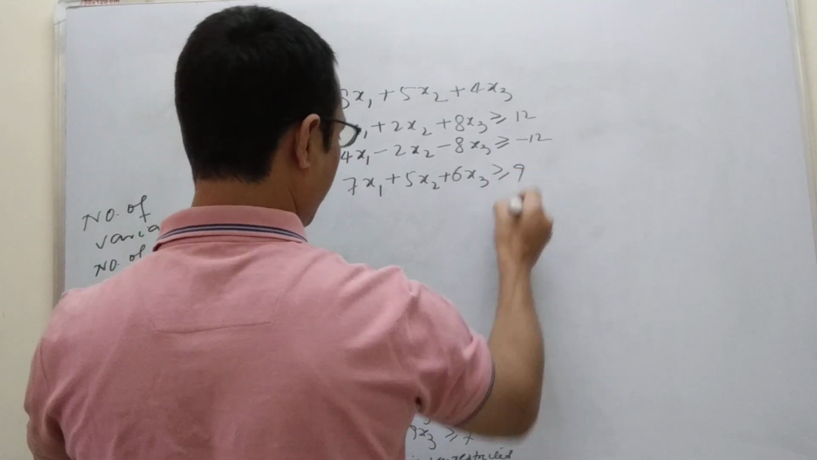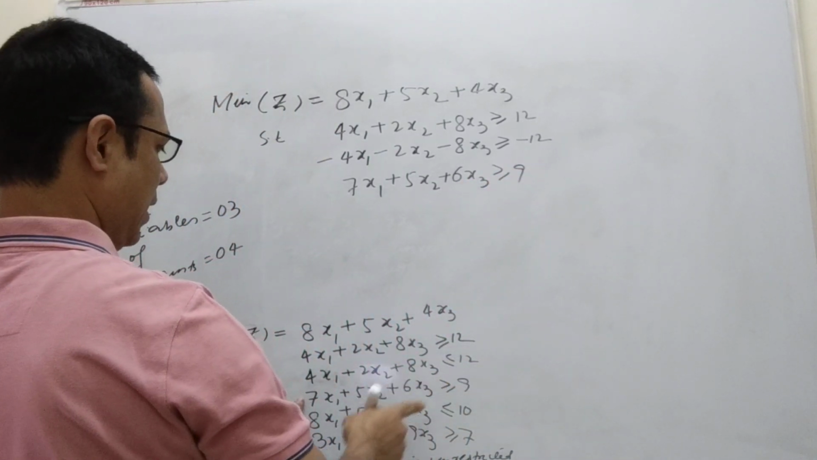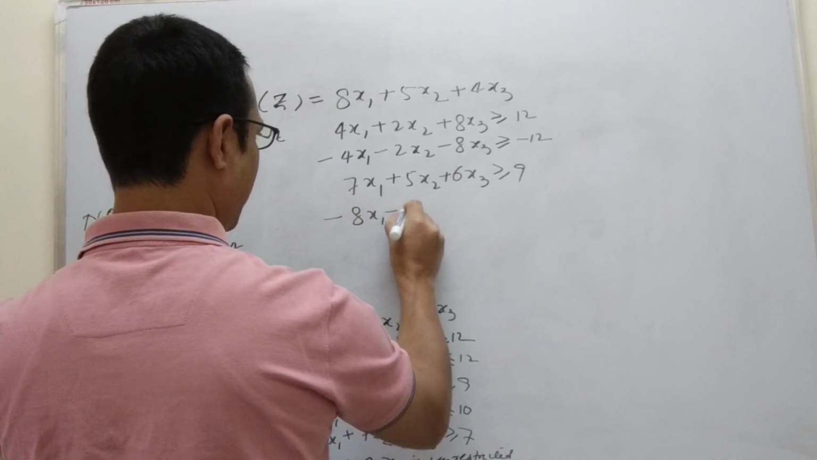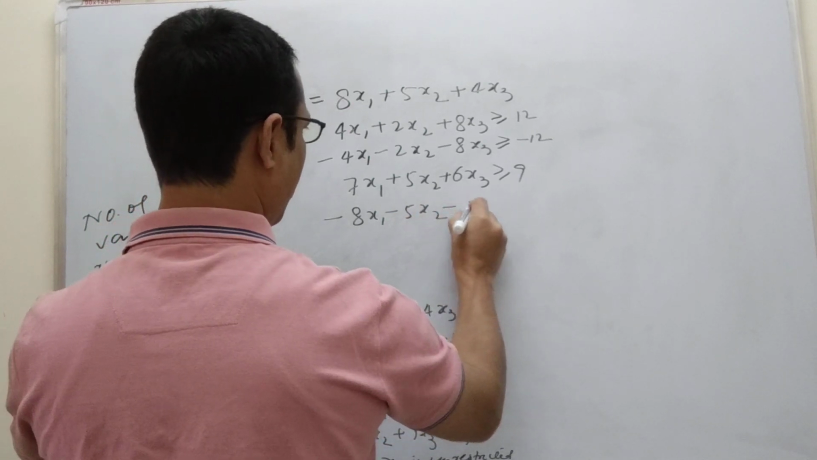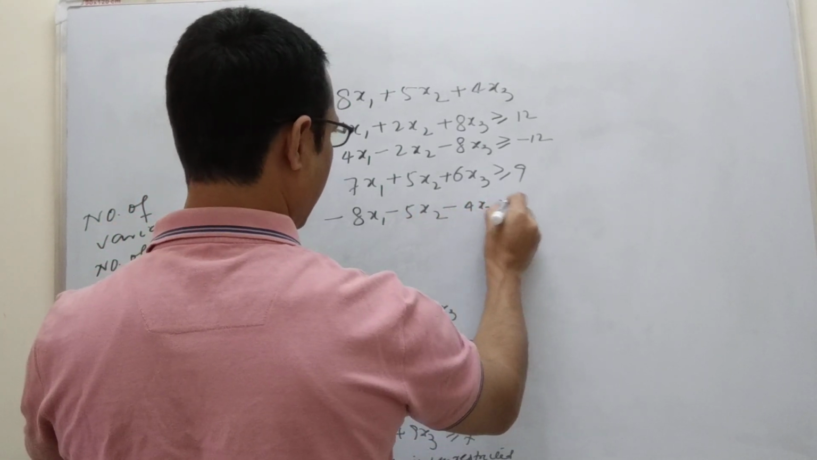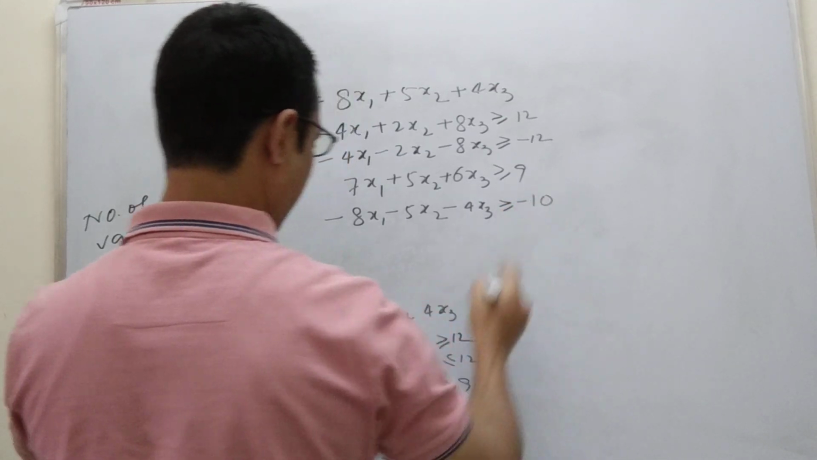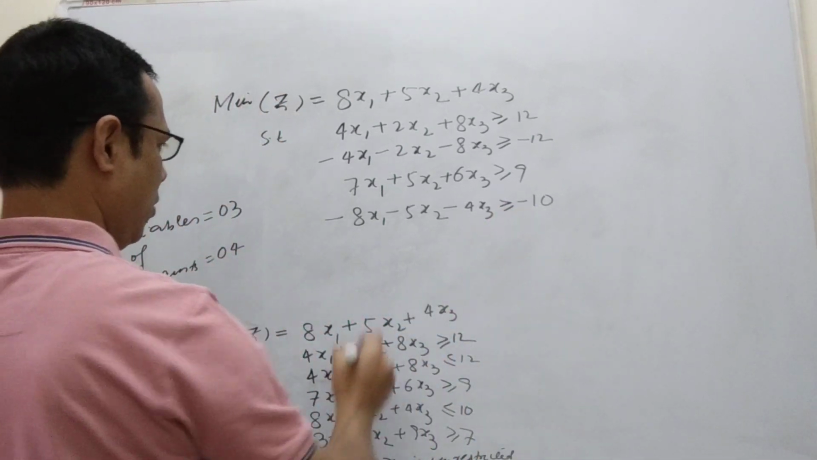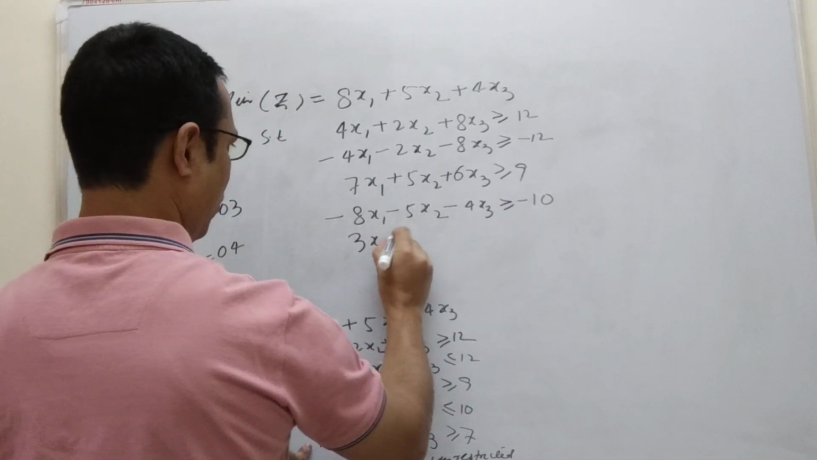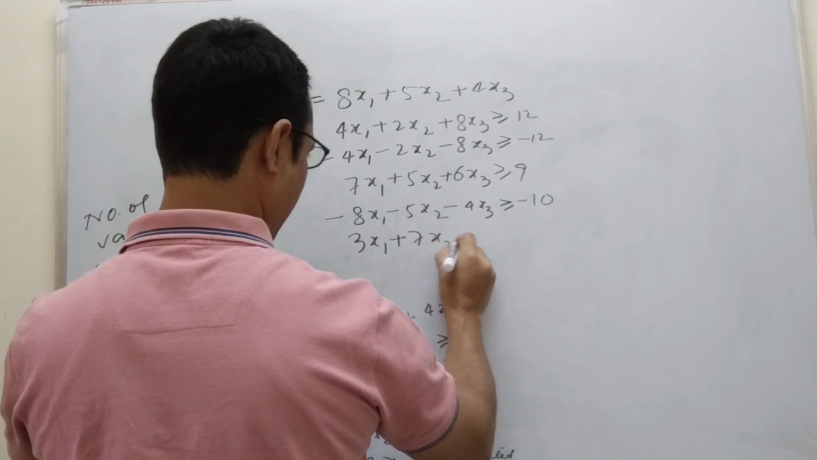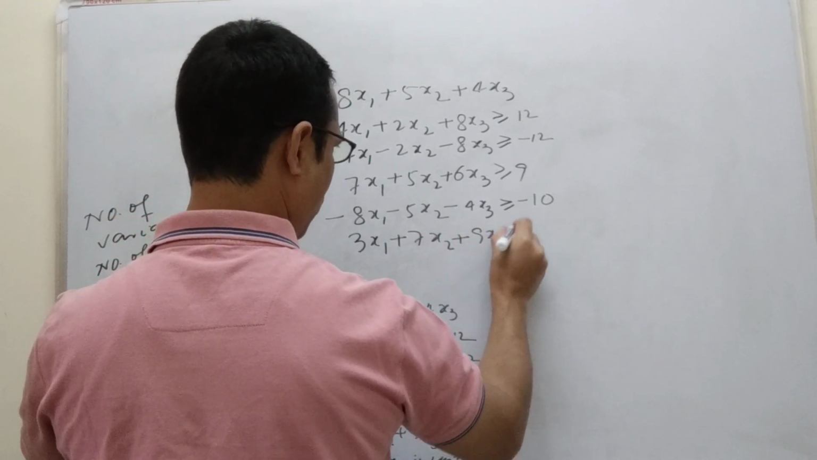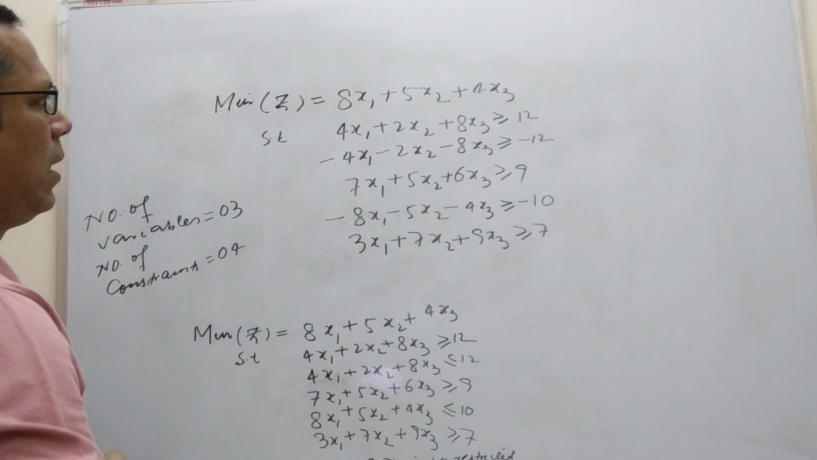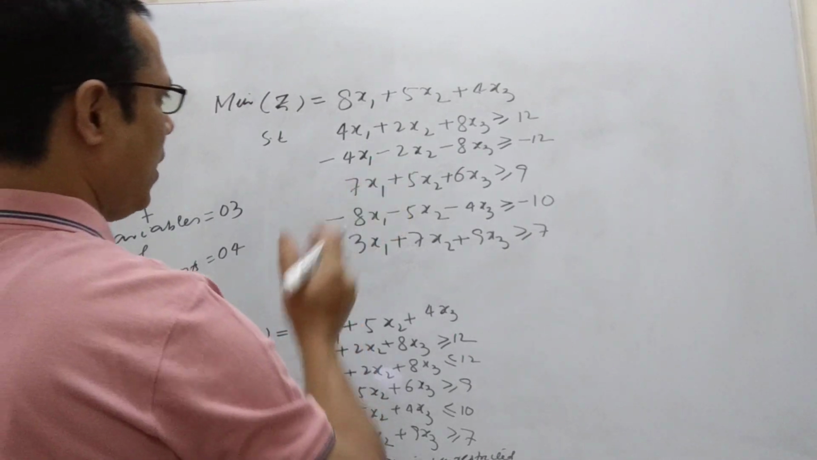7x1 plus 5x2 plus 6x3 greater than or equal to 9. This one is less than, so you need to change it: -8x1 minus 5x2 minus 4x3 greater than or equal to -10. This one is already in greater than form, so no need to change it into another form. Just copy this one, greater than or equal to 10. So now we have changed all these inequalities into the form of greater than or equal to.